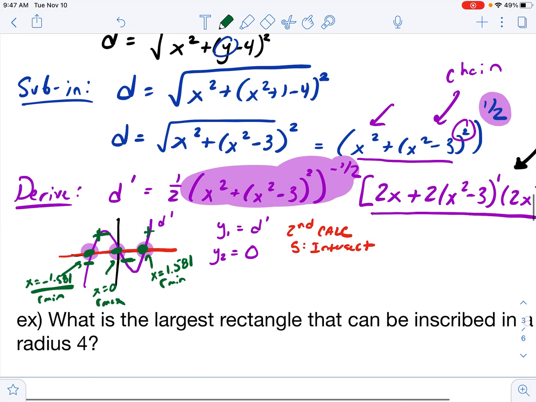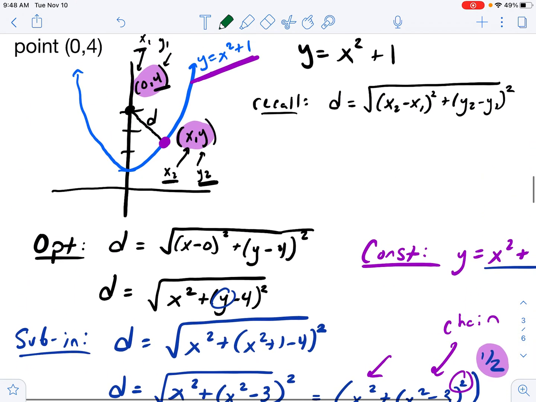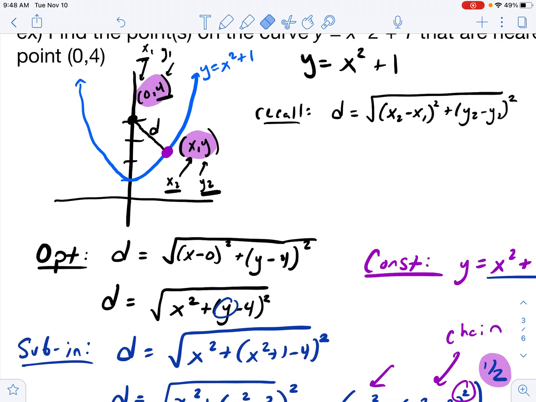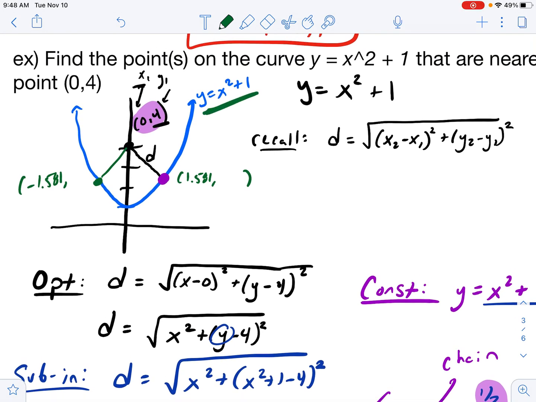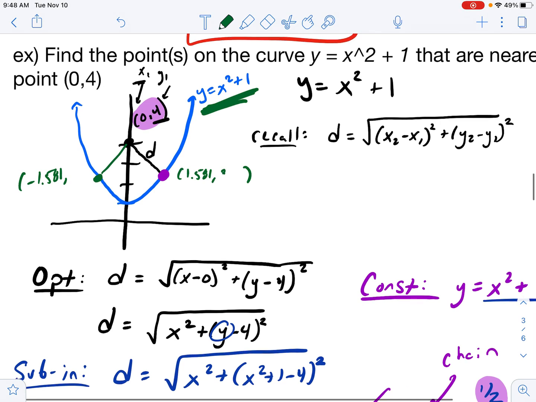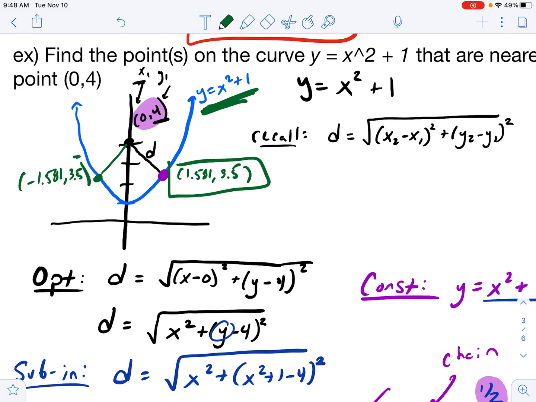So it looks like the mins come in pairs of x values. X is going to be positive or negative 1.581. And when that's the case, we minimize the distance to the point 0, 4. Okay, so if I relabel this, this is like 1.581 something. Over here on the other side, we would have negative 1.581 something. And to get the y value that goes with it, go back to your constraint and plug in that x value of 1.581. Okay, and when you punch that in, you get about 3.5 back for y. And so those are the 2 points, the pair of points that are closest to the point 0, 4 that lie on the parabola.